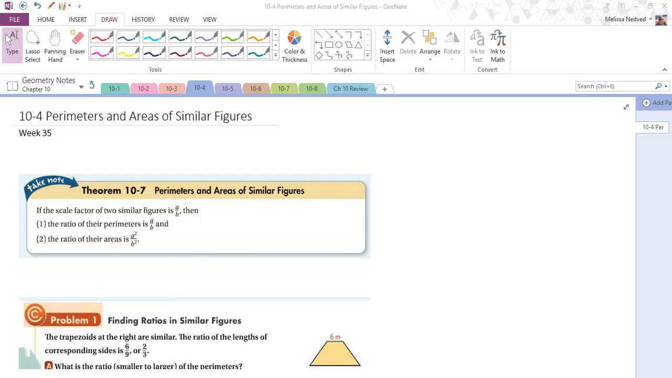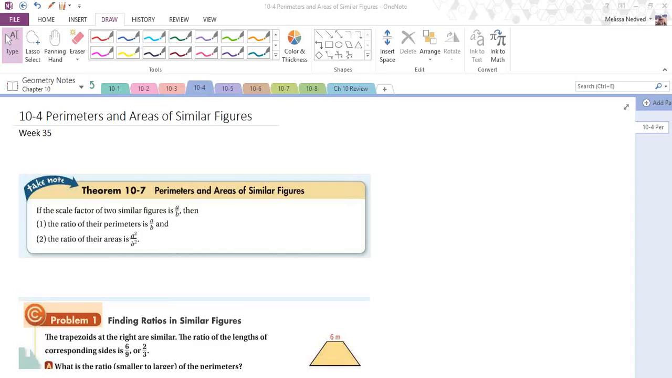We're going to take a look at section 10-4, where we compare perimeters and areas when looking at similar figures. So you need to take a minute from chapter 7 and review what it means to be similar figures. In general, corresponding angles are all congruent, corresponding sides are proportional.